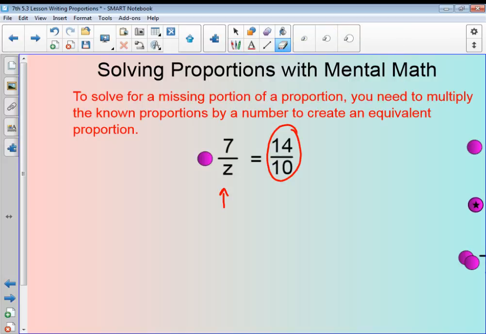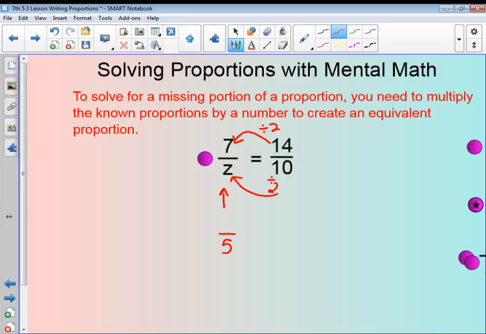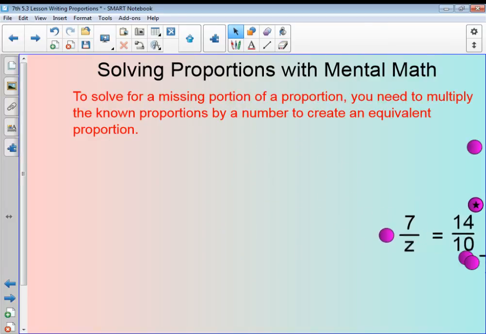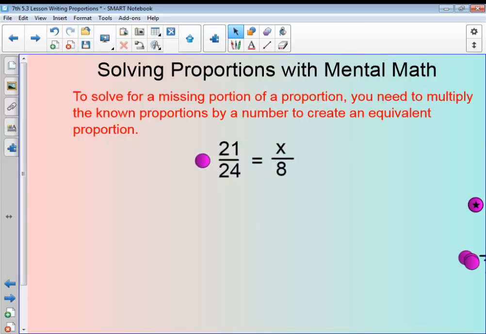Okay, so we're still going to think about the top 2 numbers. So 14, what could I do to 14 to get 7? Well, I could divide by 2. So 14 divided by 2 would give me 7. So I'm going to take 10, divide that by 2, and that would give me 5 for my bottom number. So 7/5 would be our new proportion there. Okay, so we're either working multiplication or division, depending on where our missing piece is to that proportion.